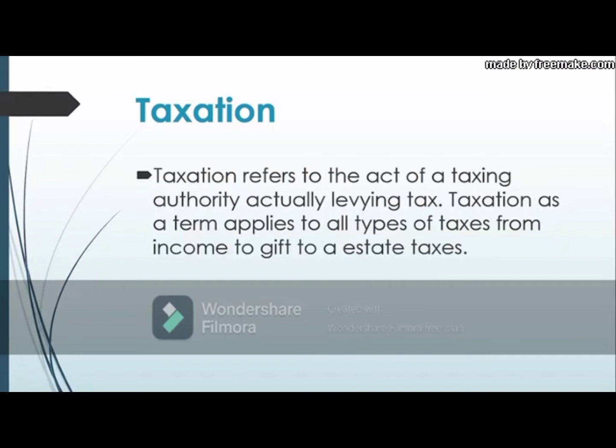Taxation. Taxation refers to the act of a taxing authority actually levying tax. Taxation as a term applies to all types of taxes, from income to gift to estate tax. It usually refers to any revenue collected, which is taxation.